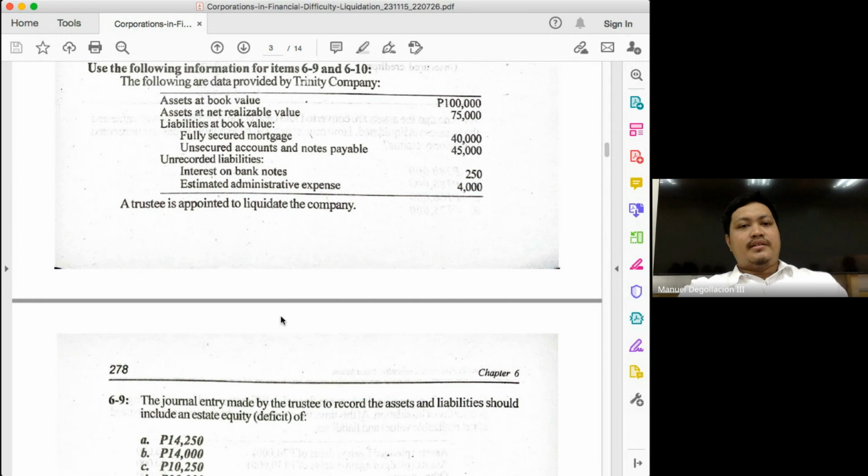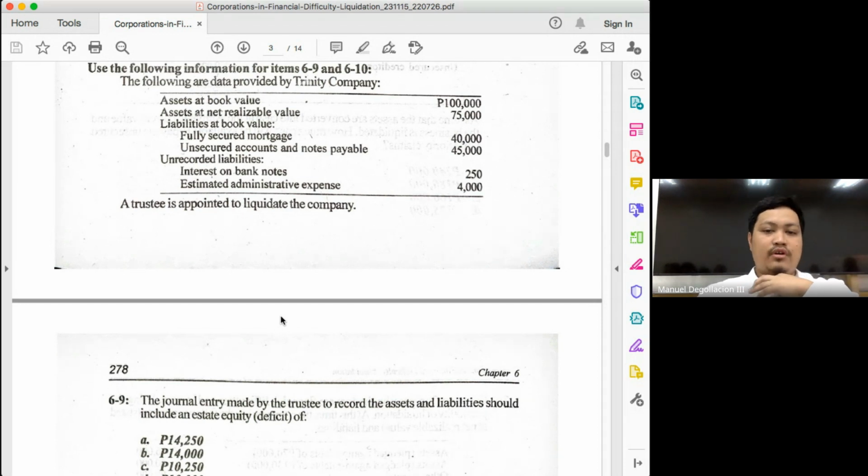So we'll start our discussion with problem 6-9 and 6-10. And then the question in 6-9 is asking you for the amount that would be recognized as a state equity or deficit. Equity if it's positive, deficit if it's negative.